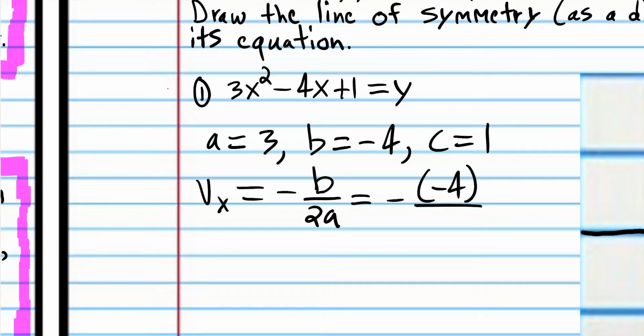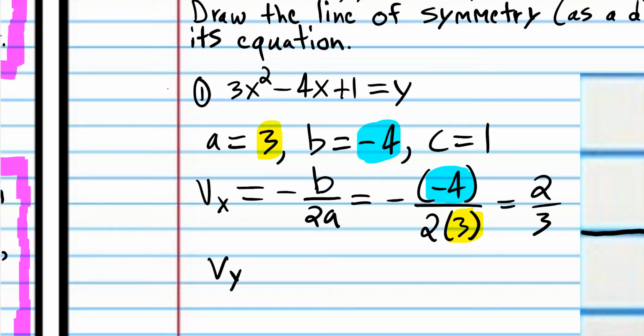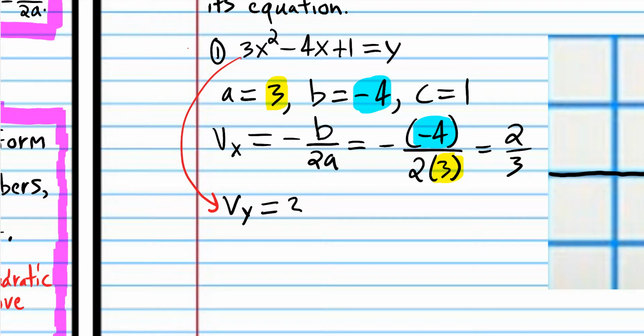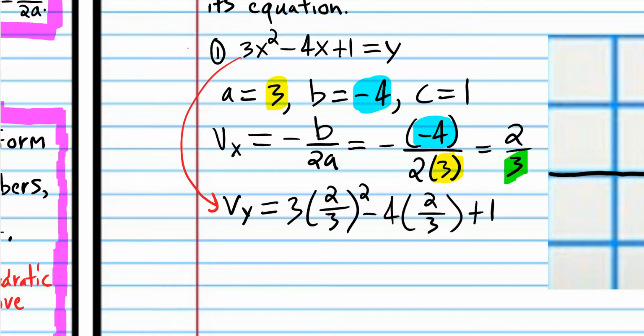So there's b, and then a is 3. And you're probably getting tired of me doing this, but I'm just going to be absolutely clear where these numbers come from by coloring them. And if you simplify that, you get 2/3. Now we're going to find the y value of the vertex by plugging in that 2/3 to the original equation. And just to be absolutely clear, we got that 2/3 from here.